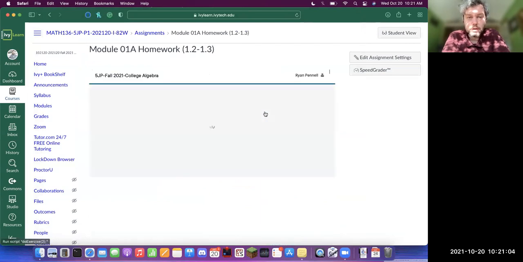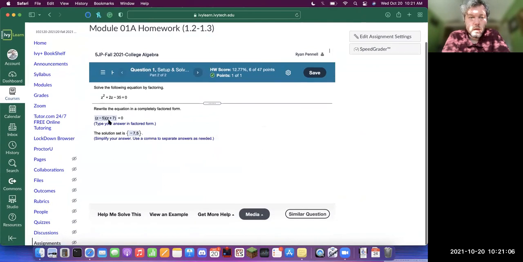Here's what the actual questions look like. So this is a question here. We're asked to factor this quadratic equation, rewrite completely factored form. So here we're just expected to factor this. So that is what the questions look like. So let me go back.